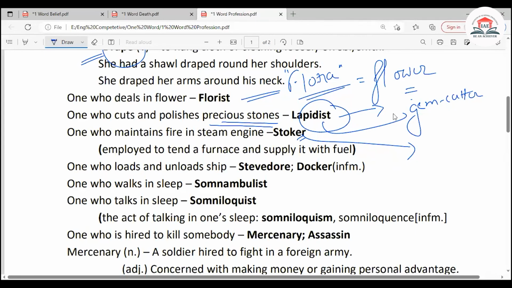Right? One who loads and unloads ships is called what? Who loads and unloads ships is called stevedore, docker. Stevedore is a famous word. Docker is informal, INFM. This is not a word that is followed in the dictionary. Docker. From dock, the word comes. Now, somnambulist is very, very important.